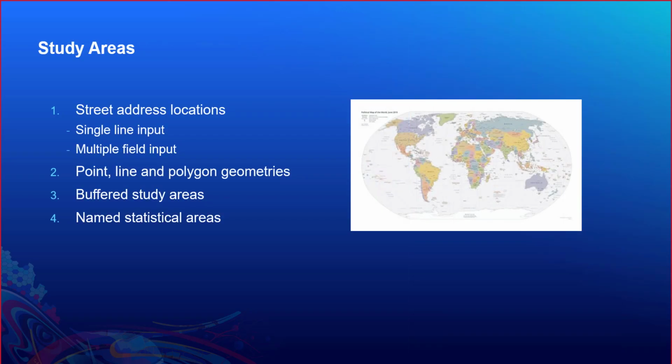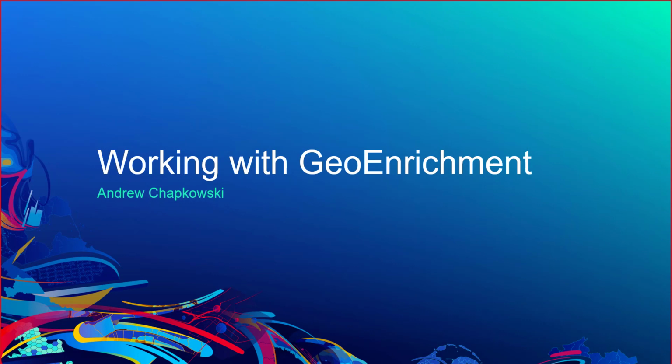Study areas can be four things. They can be an address, which can consist of multi-lines and single lines, a point, line, or polygon geometry, a buffered study area, or a named statistical area. And we're going to go along and show some examples of this, and we're going to do a deep dive into the GeoEnrichment API. So let's go ahead and switch over to our notebook and continue on.